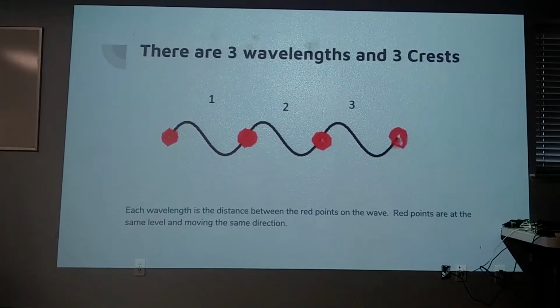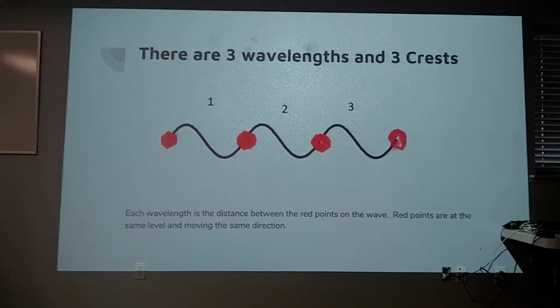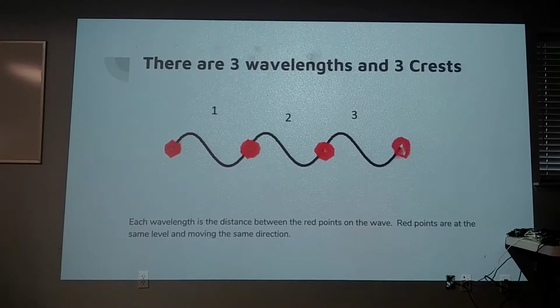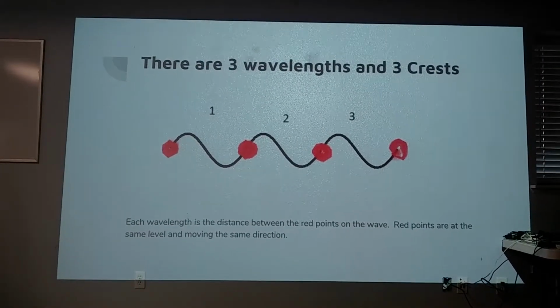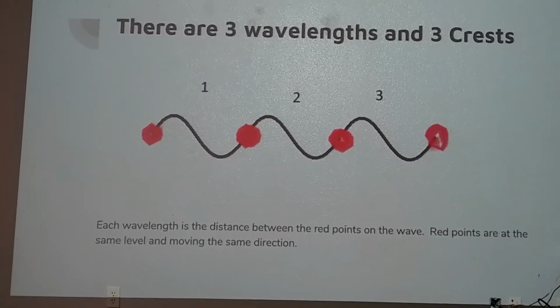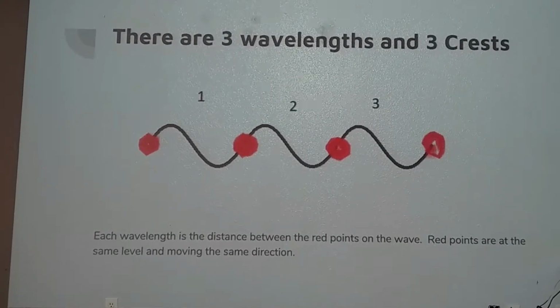There are 3 wavelengths there. Starting at one red spot to the next red spot, that's one wave. From there, that second one spot is along that distance. If you didn't get that answer, go back and review. If you did, move on. In this wave, each wavelength goes between 2 red spots. If you didn't get that answer, go back and review. If you did, move on.